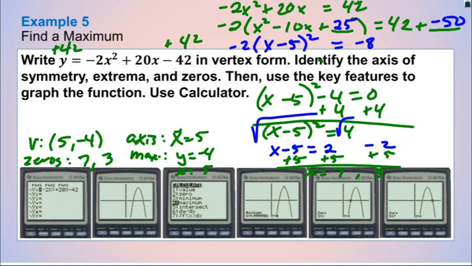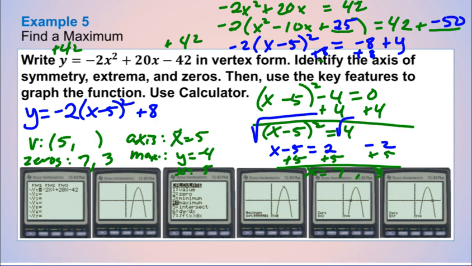So now to get this all on one side, because remember there's a plus y over here, now I add 8 to both sides, and my vertex form would be y equals -2 times x minus 5 squared plus 8. And so my vertex would be 5 and then 8. And as you can see on my calculator right here, that's what I have as my vertex. So the maximum, your y would be 8. So just keep that in mind when you're writing in vertex form.